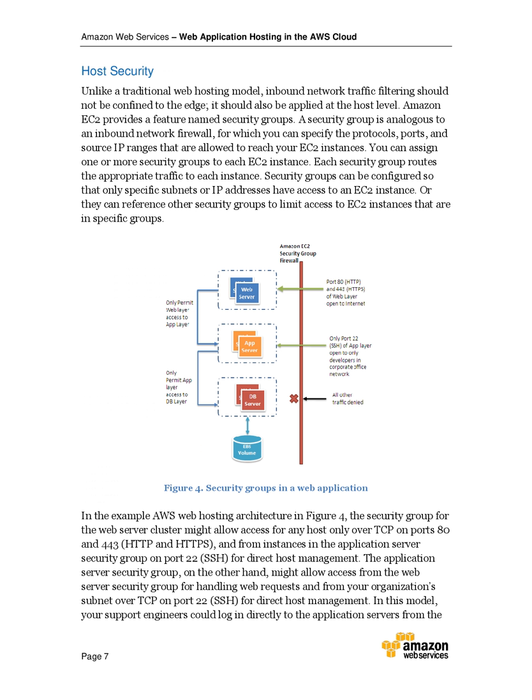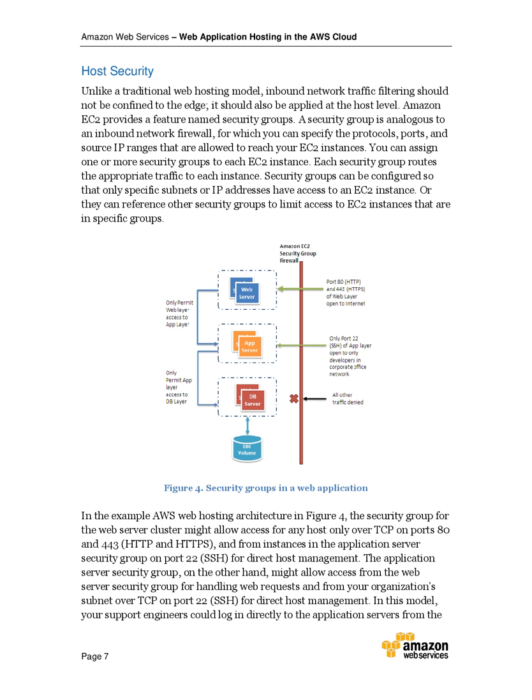Host security. Unlike a traditional web hosting model, inbound network traffic filtering should not be confined to the edge, it should also be applied at the host level. Amazon EC2 provides a feature named security groups. A security group is analogous to an inbound network firewall, for which you can specify the protocols, ports, and source IP ranges that are allowed to reach your EC2 instances.